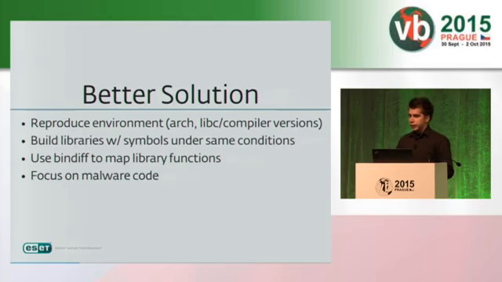So what we've been able to do instead, and this is the advice part of the ELF challenge, is reproduce the exact environment: architecture, libc, compiler versions. Luckily, we had the exact OpenWRT revision that was used to compile Linux/Moose in the strings. So we were able to check out the exact version and the exact build environment. With this, we built libraries with symbols under the same conditions, and then used BinDiff to map the library functions. So we were able to then focus only on the malware code.